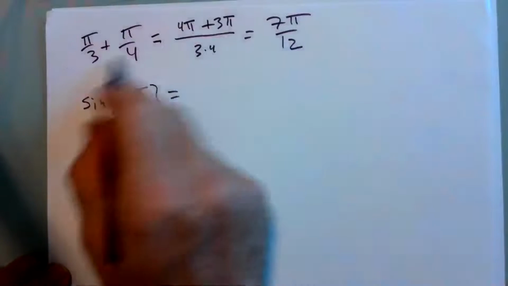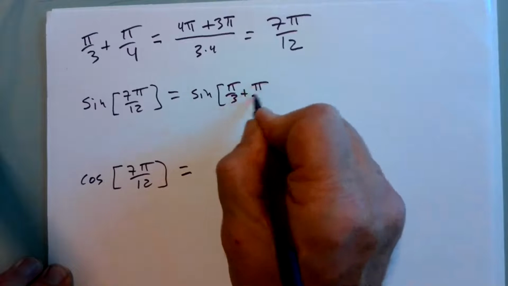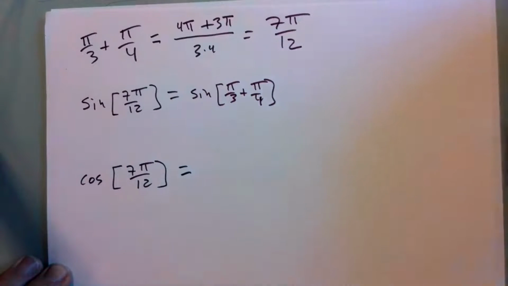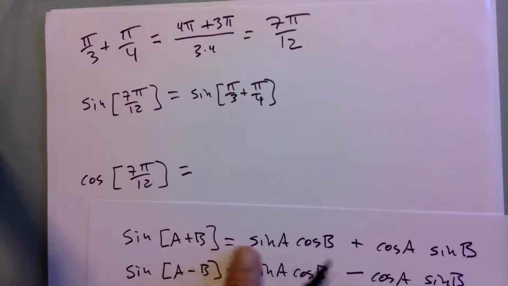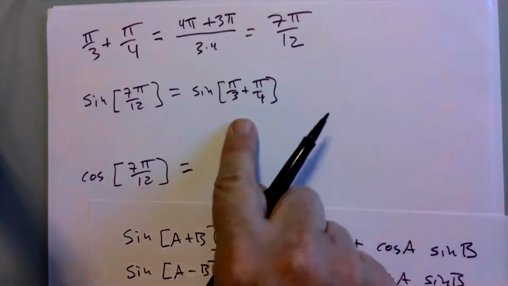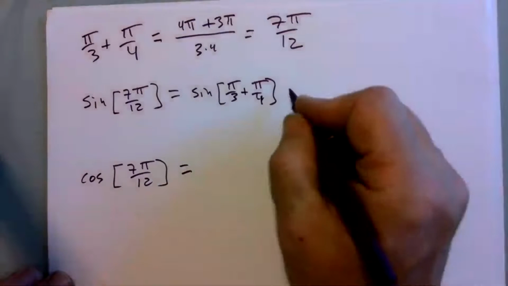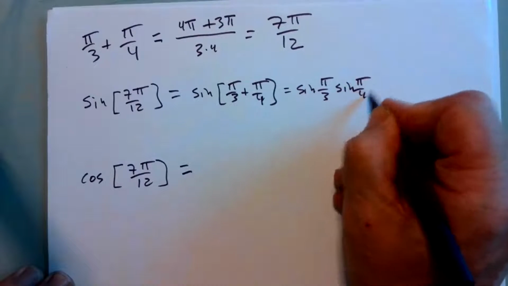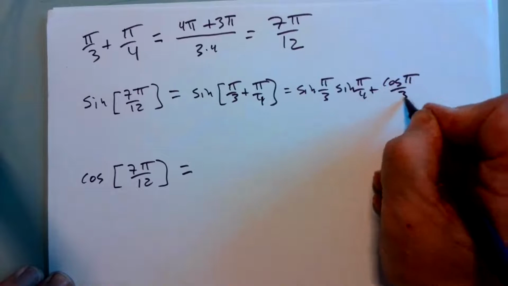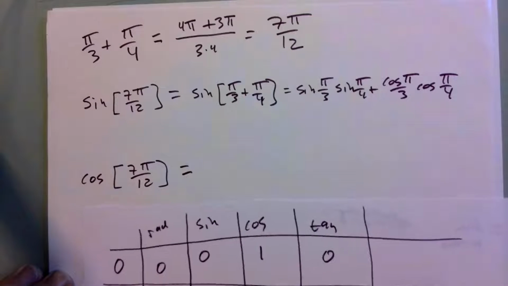Well, we've just shown 7 pi over 12 is pi over 3 plus pi over 4. So this is the sine of pi over 3 plus pi over 4. Now we need to know our identity. What is our identity for sine of A plus B? You have it right there. Sine of A plus B, sine A cos B plus cos A sine B. Sine pi over 3, sine pi over 4 plus cos pi over 3, cos pi over 4.